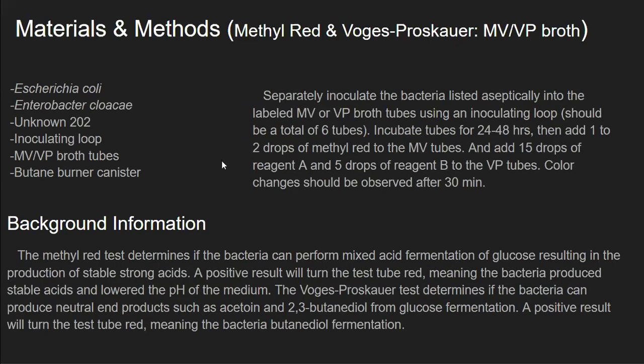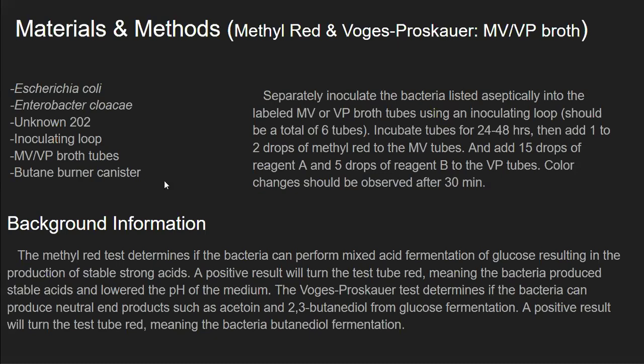The materials and methods for the methyl red and Voges-Proskauer MRVP broth. These are the materials. Separately, inoculate the bacteria listed aseptically into the labeled MR or VP broth tubes using an inoculating loop. Should be a total of 6 tubes. Incubate tubes for 24 to 48 hours, then add 1 to 2 drops of methyl red to the MR tubes and add 15 drops of reagent A and 5 drops of reagent B to the VP tubes. Color changes should be observed after 30 minutes.